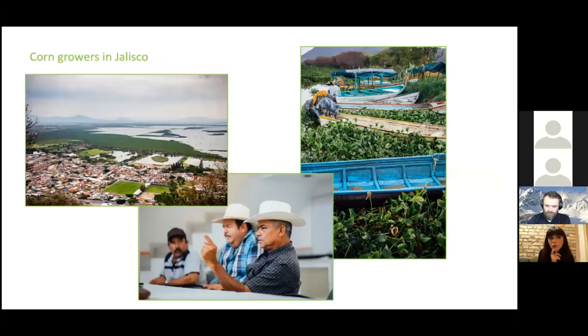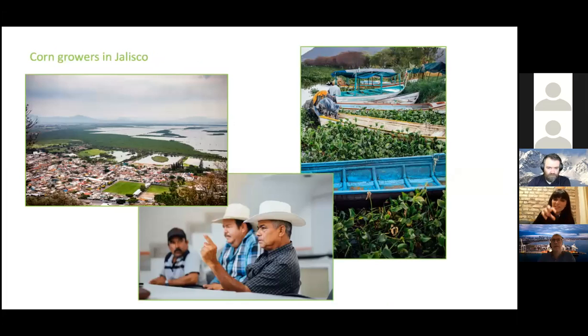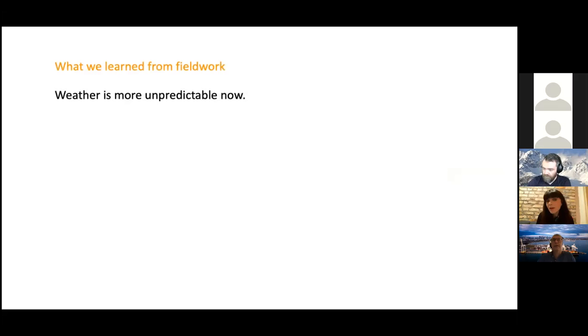We also talked to corn growers in Jalisco. So Jalisco is a central western state, and it's one of the biggest senders of migrants to the US. So we wanted to see if these relationships were obvious to people, or if people could point us to things that maybe we wouldn't be able to anticipate. So some things were really obvious. So it's weather now, as farmers told us, is a lot more unpredictable compared to even 5-10 years ago.